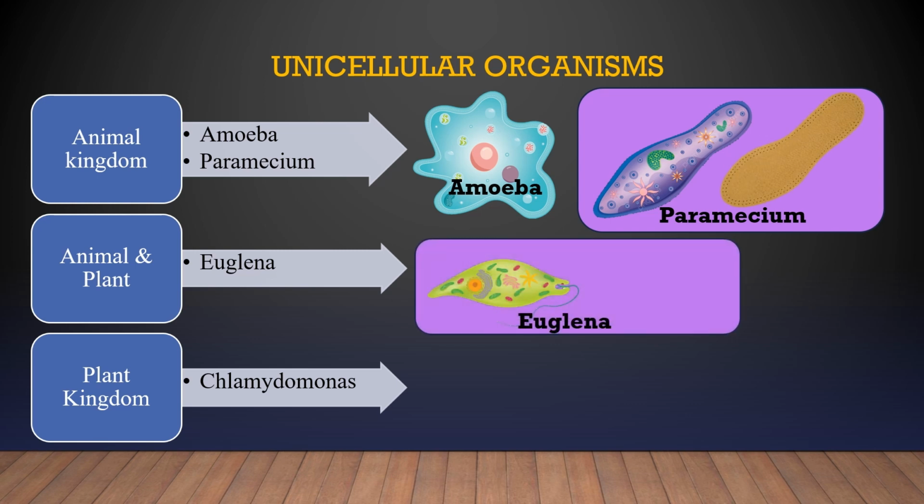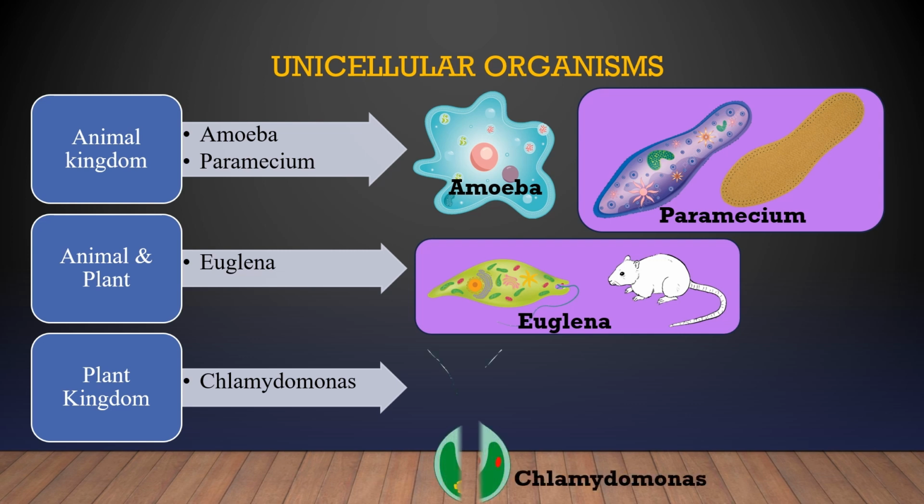Next, we have Euglena. Euglena have both the characteristic of a plant and an animal. This is because Euglena can make its own food like a plant and also move around like an animal. Some of my students told me that Euglena looks like a rat. Do you think so? Maybe.